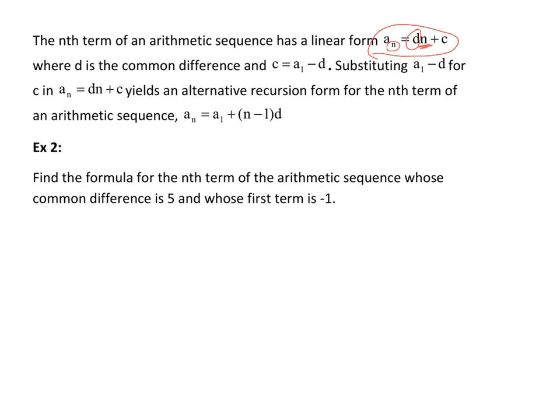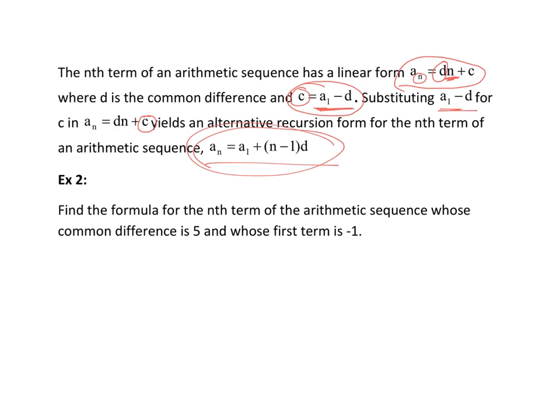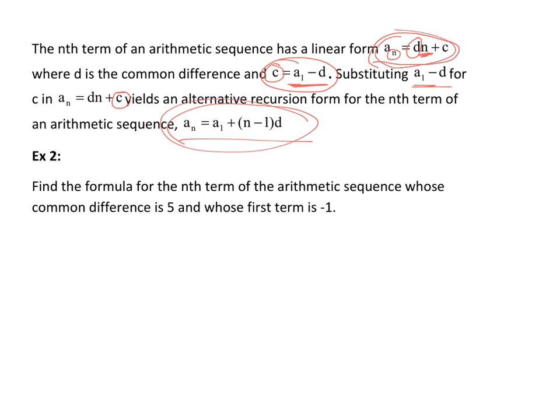There are different ways to come up with these formulas. For the common difference, you subtract that from the first term, and that gives you your c value. Then substituting a sub 1 minus d for c, I end up with this formula when I simplify it. We're going to be using this often.